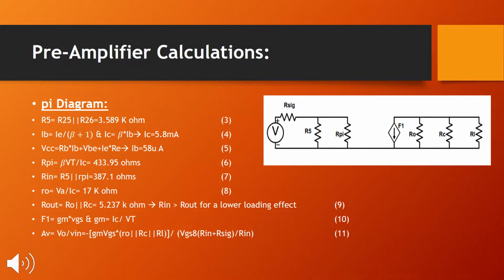Also, the value for Rout was found here as shown in equation number 9, where we use Ro in parallel with RC. Similar equations can be seen as equation number 10, and equation number 11 shows how to obtain the gain for the preamplifier, where RL will be the input resistance of the power amplifier.